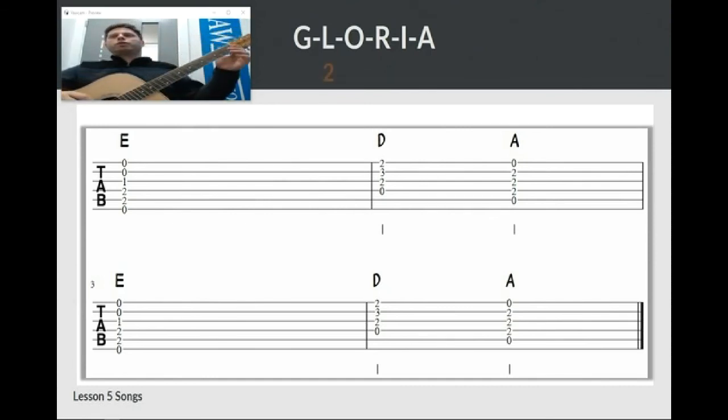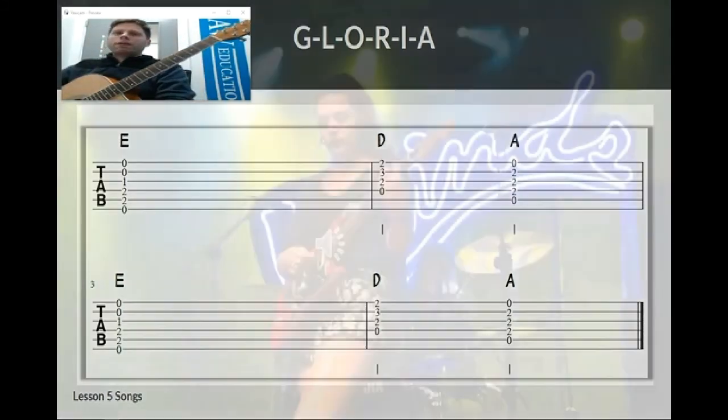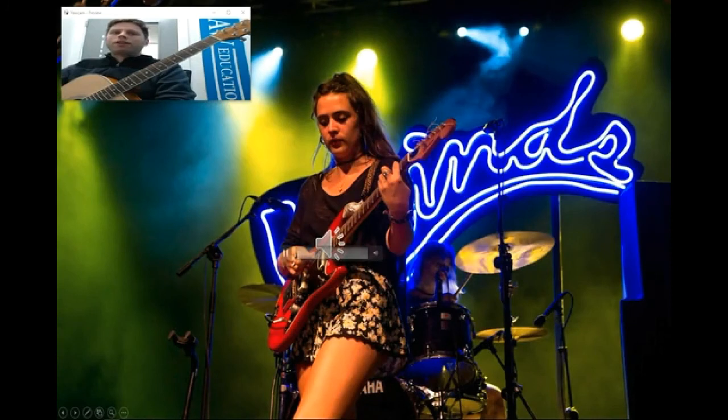1, 2, ready, and E, 2, 3, get ready for the D, 2, and A, and do the E again, 2, ready for the D, and now the A, 4, alright, when we are doing this exercise, let me just give you all a round of applause here.